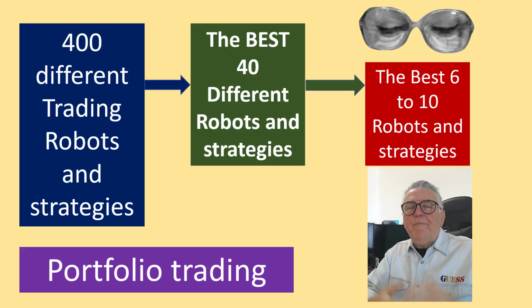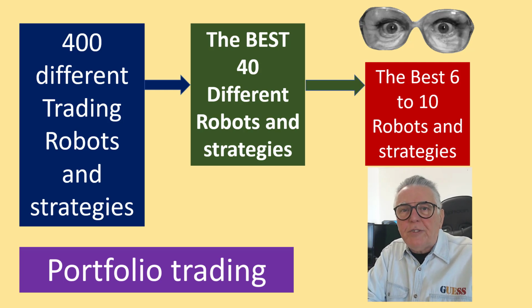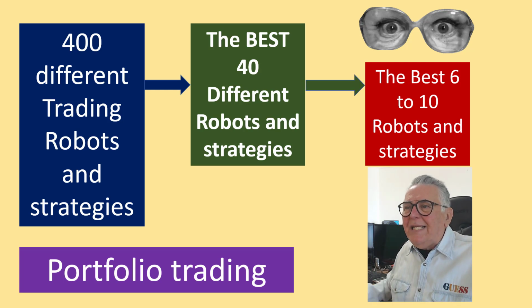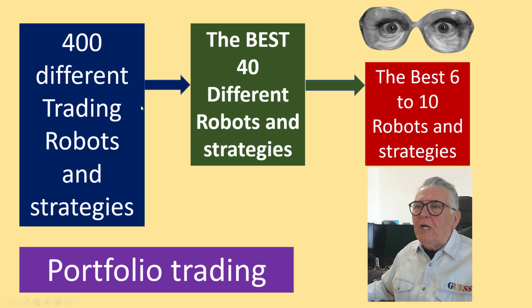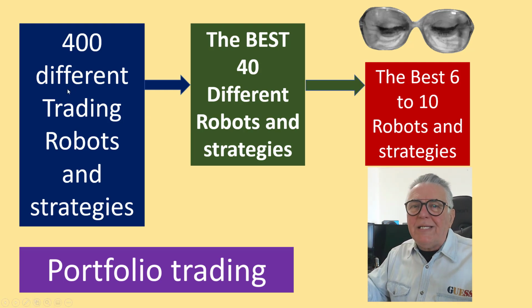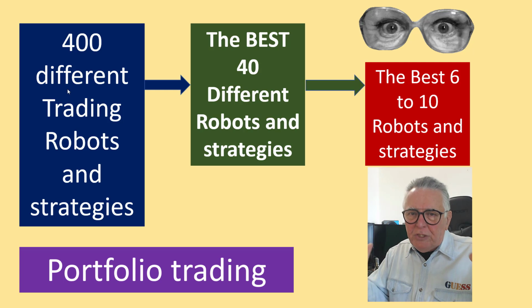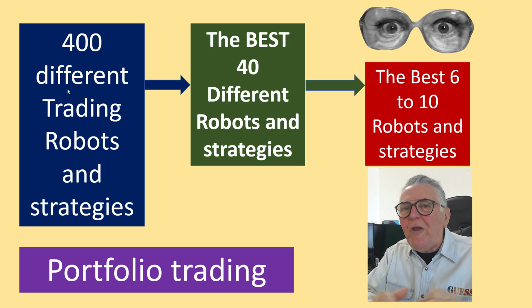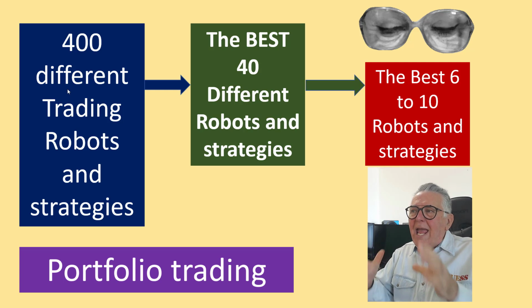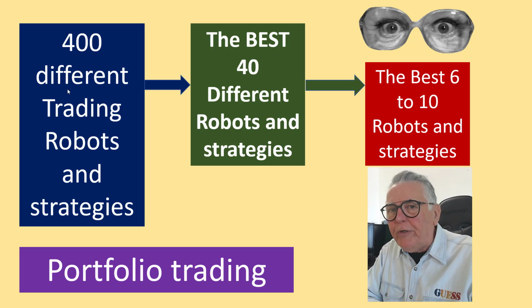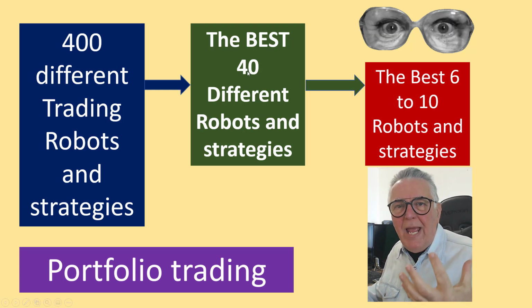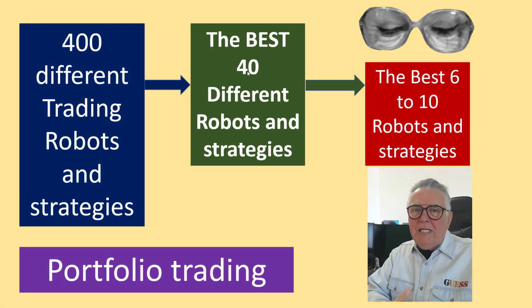Now, as you know, I've been promoting the use of portfolios in order to trade Forex robots. So on your screen you can see a model of what I'm talking about. You would have 400 different robots and strategies that you could be looking at, and I'm going to show you an example of that, and that will allow you to choose the very best out of those 400 and create what I call a laboratory portfolio. So you would take the best of the 400 and create the 40 different robots trading those strategies.